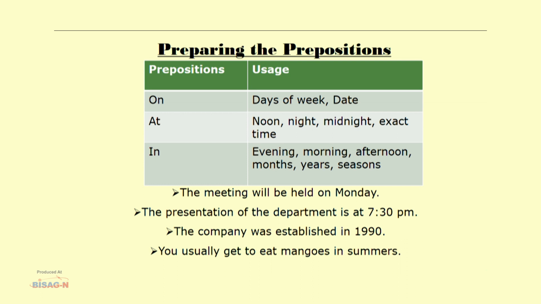Now, just to let you know, when I say we'll have the presentation in the evening, can we actually say let's have the presentation at evening? No. Can we say we'll have the presentation on evening? No. We cannot use the other prepositions at and on because that may seem incorrect. So wherever you use the word evening, morning, afternoon, months, years, or seasons, you will always use in.